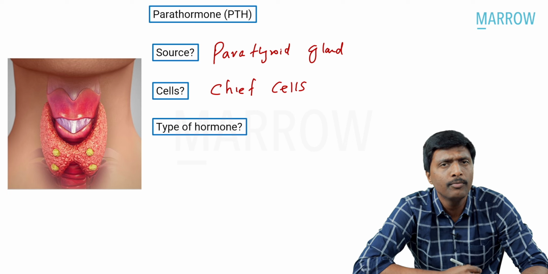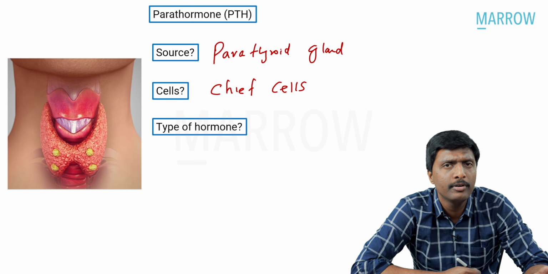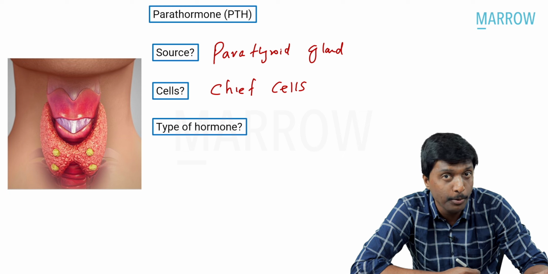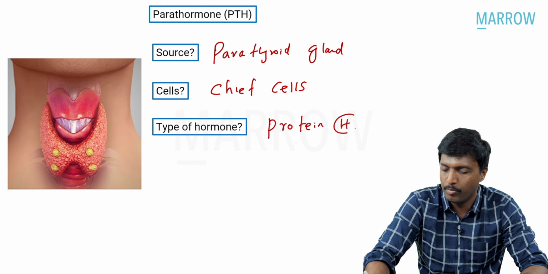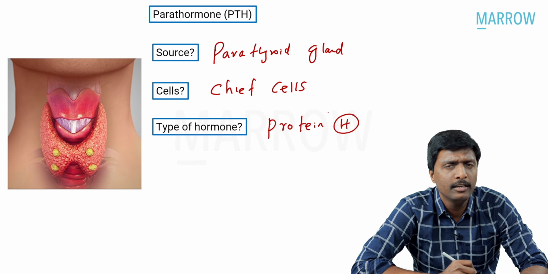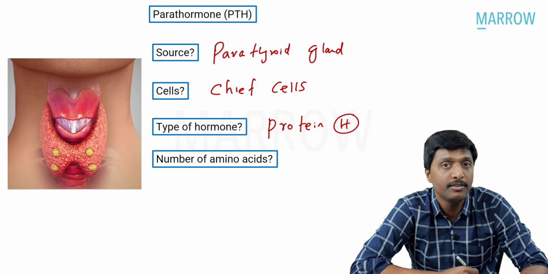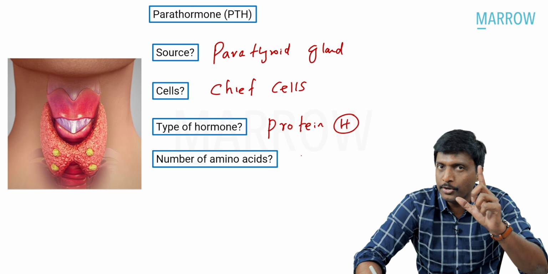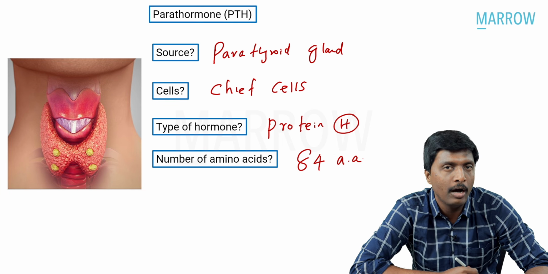Next, what type of hormone is this? Is it a steroid hormone? Is it a vitamin derivative? Is it a protein hormone? Yes, it is a classical example for a protein hormone. Protein means combination of amino acids, right? Number of amino acids, very familiar question. Physiology and orthopedics. Always remember in its structure you see 84 amino acids.